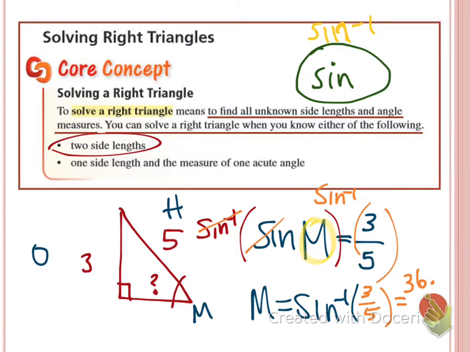We can round to the tenth: 36.9 degrees. Or on your homework, I think it does say to the nearest whole degree. Either way, this is the answer.